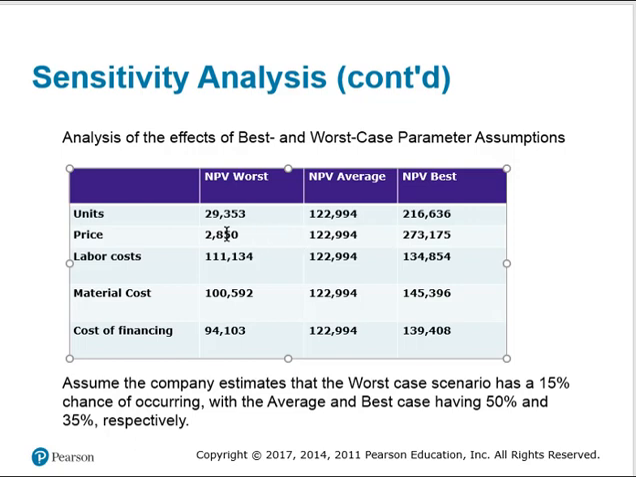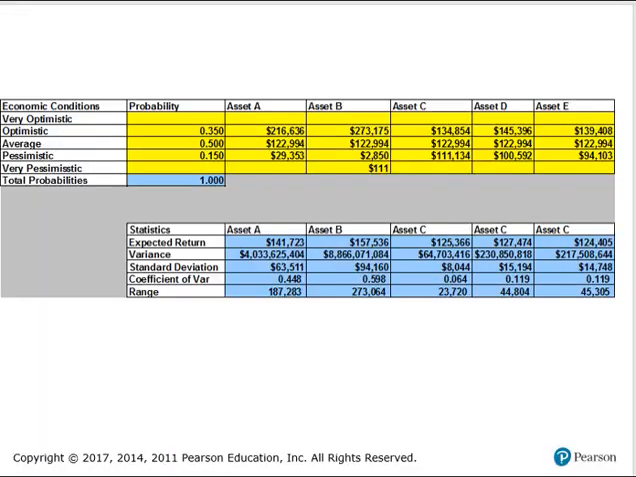In this case, we can plug these numbers into a spreadsheet and do an analysis much like is done with standalone risk, where we have to apply some probabilities. If we say there's a 15% chance that the worst thing will happen, and the average and the best case being 50 and 35%, we can then calculate some statistics on this particular spreadsheet.